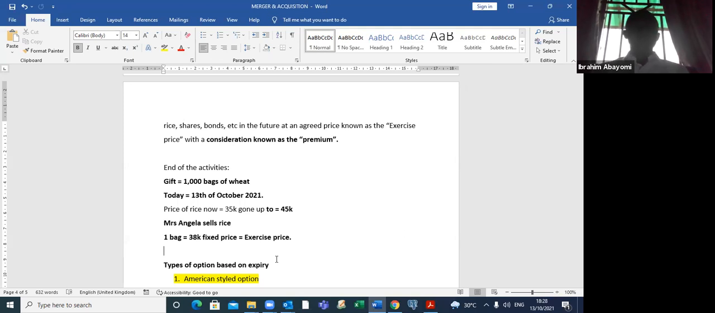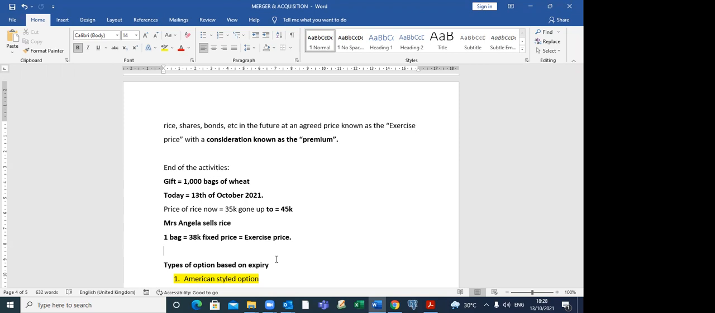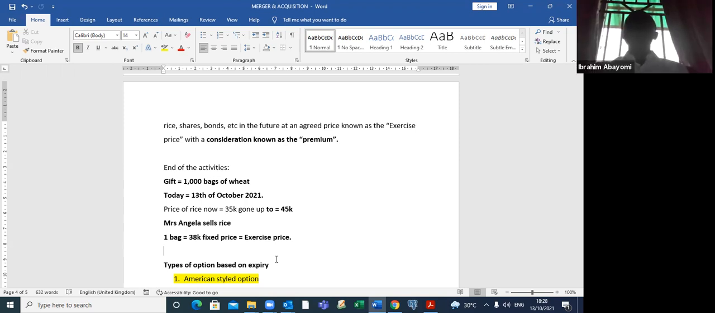Do you understand? You, the seller of the rice, will not be the one to receive the premium. You are paying the buyer a premium because if at the end of January the price of rice favors you, will you still sell to the buyer? No, you won't. You will go elsewhere to sell your rice. So it means you have the right, but the buyer is under obligation.